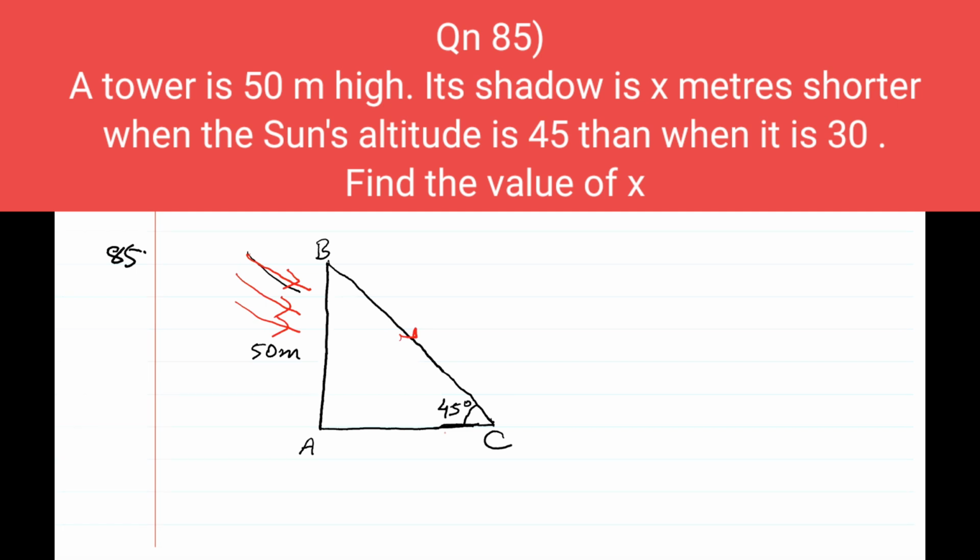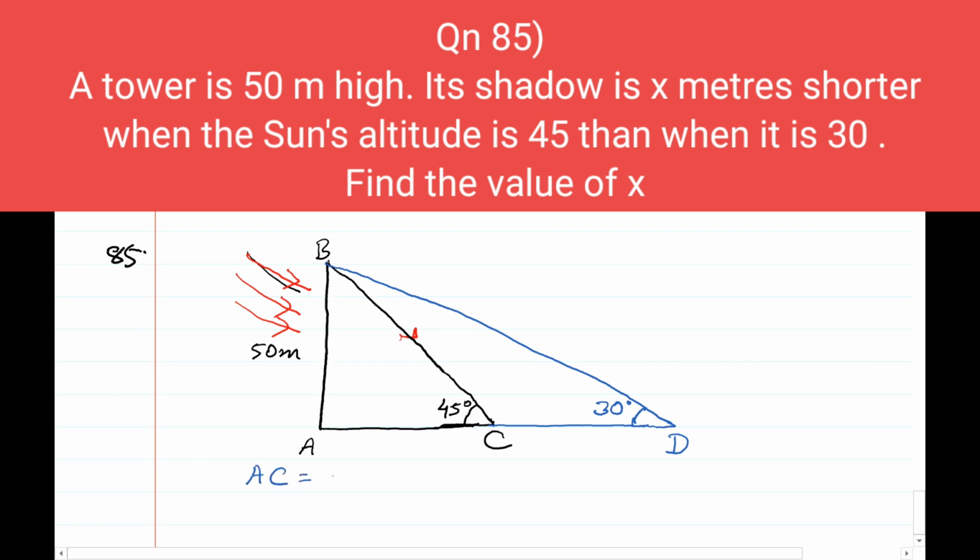Then when it is 30 degrees, it is X meters shorter. That means this AC is a shadow when the angle of elevation is 45 degrees, or the sun's altitude is 45 degrees. Then another shadow is formed when it is 30 degrees, and this AC is X meters shorter than that shadow. That means I will have to draw another shadow when the angle is smaller, like this. Here we are constructing a smaller angle, and this is D. This angle is now 30 degrees. Look at this, it is a smaller angle. Now this AC is X meters shorter than AD. AC is equal to AD minus X meters.